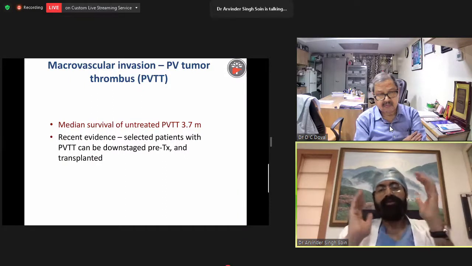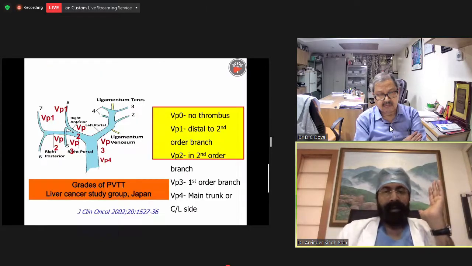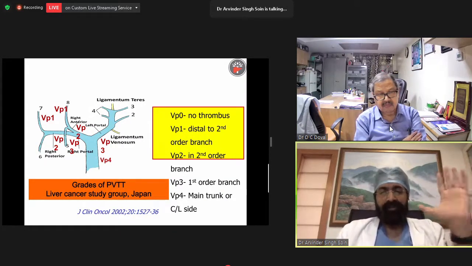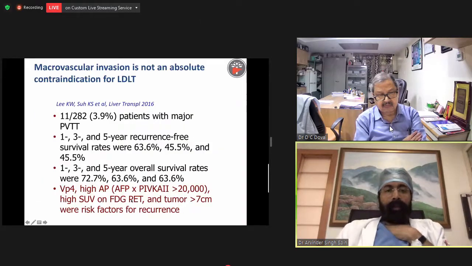Now, let's look at patients who have portal vein tumor thrombus, PVTT. The median survival of untreated PVTT is 3.7 months. But we and others have shown that not all these patients should be written off. This is just a reminder of how we grade the portal vein tumor thrombus: VP4, VP3, VP2, and VP1. There have been some publications from Korea and our group which say that patients with major PVTT can achieve long-term survival, 63 and 45% at 1 and 3 years among 11 patients who had portal vein tumor thrombus and went ahead with a liver transplant.